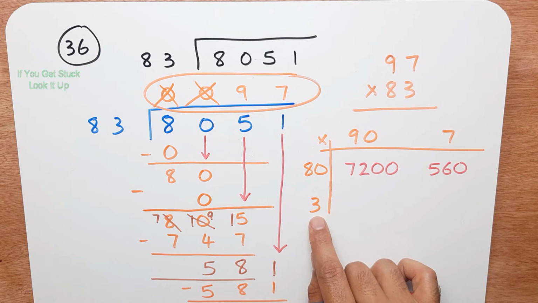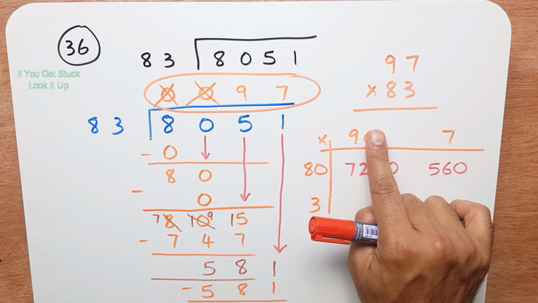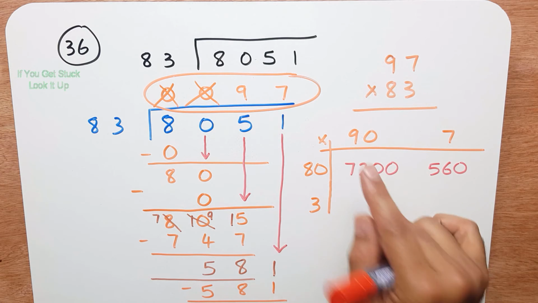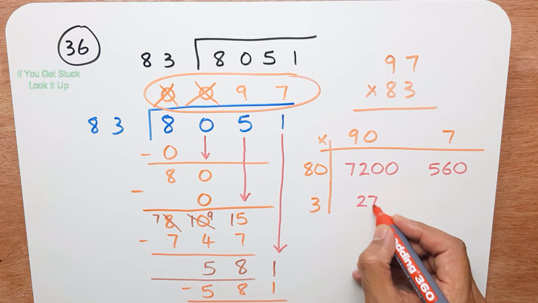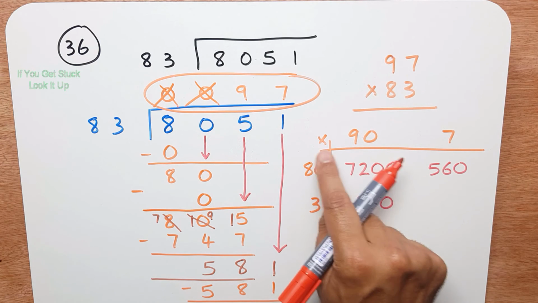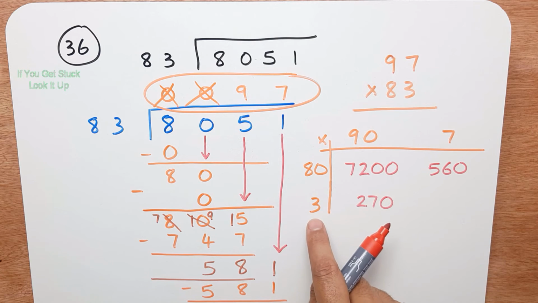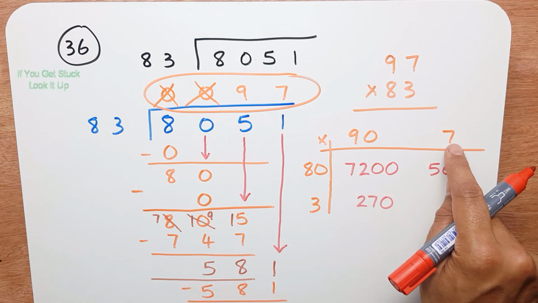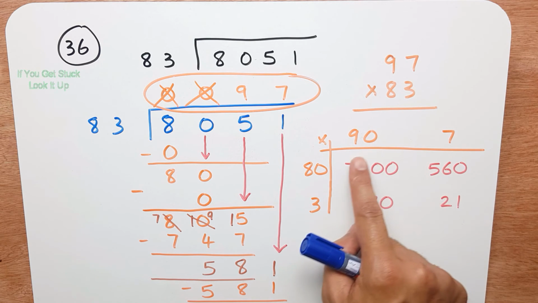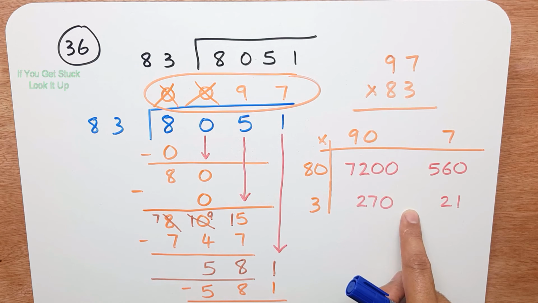Now, 3 times 90. I'll hide the 0. So 3 times 9 is 27. And I'll bring this 0 back. So 3 times 90 is 270. Now finally I do 3 times 7, and that's 21. Now what I have to do to finish it off is add these in column addition very carefully.